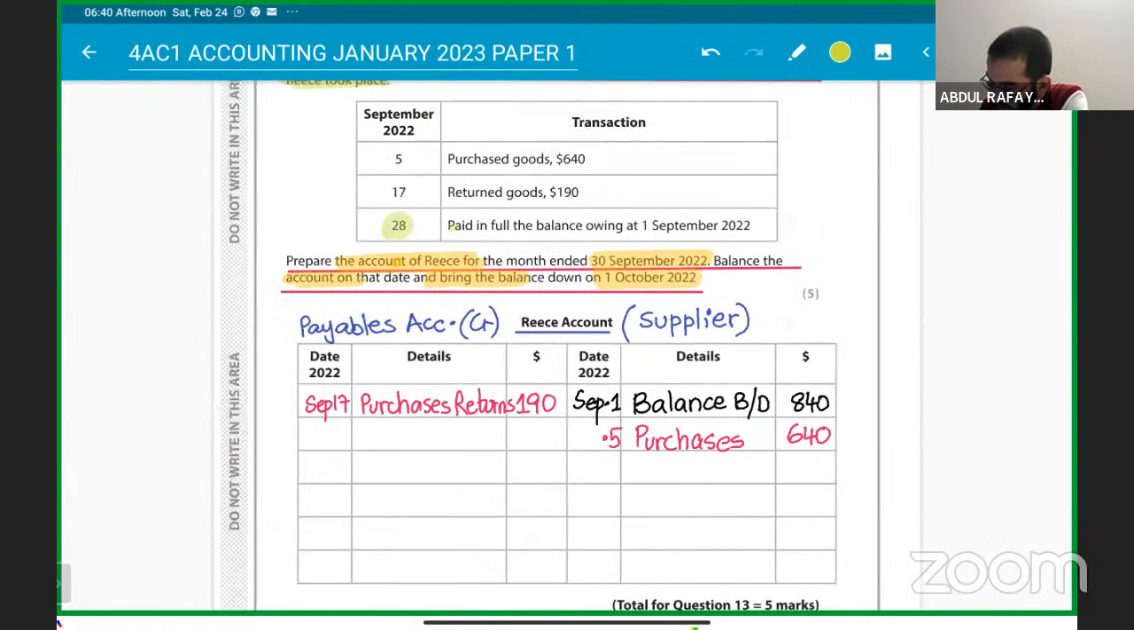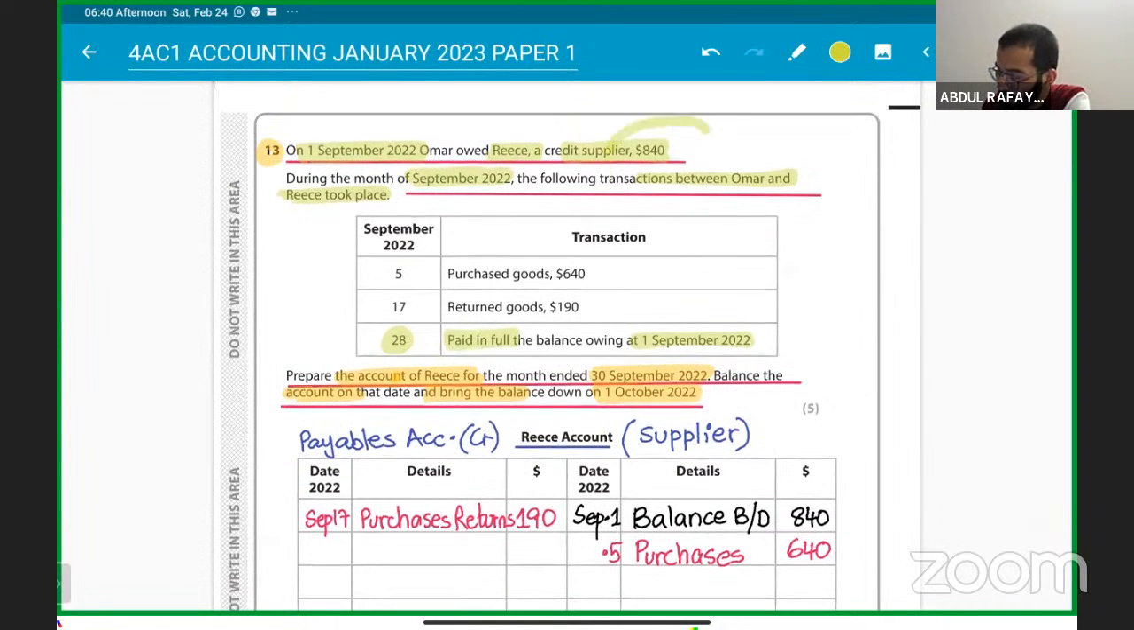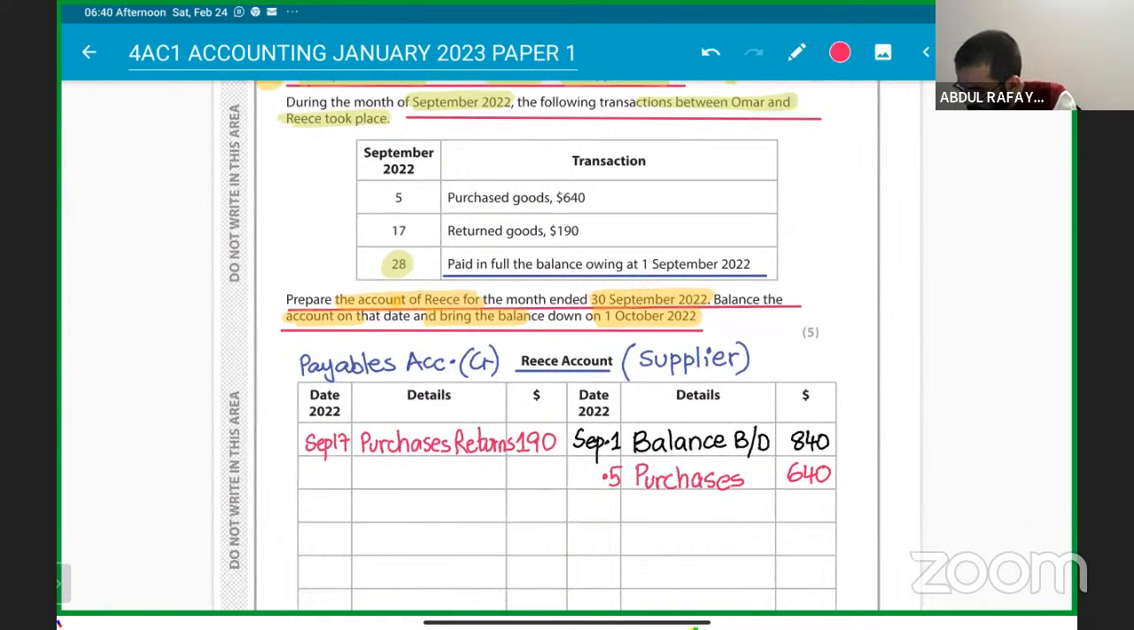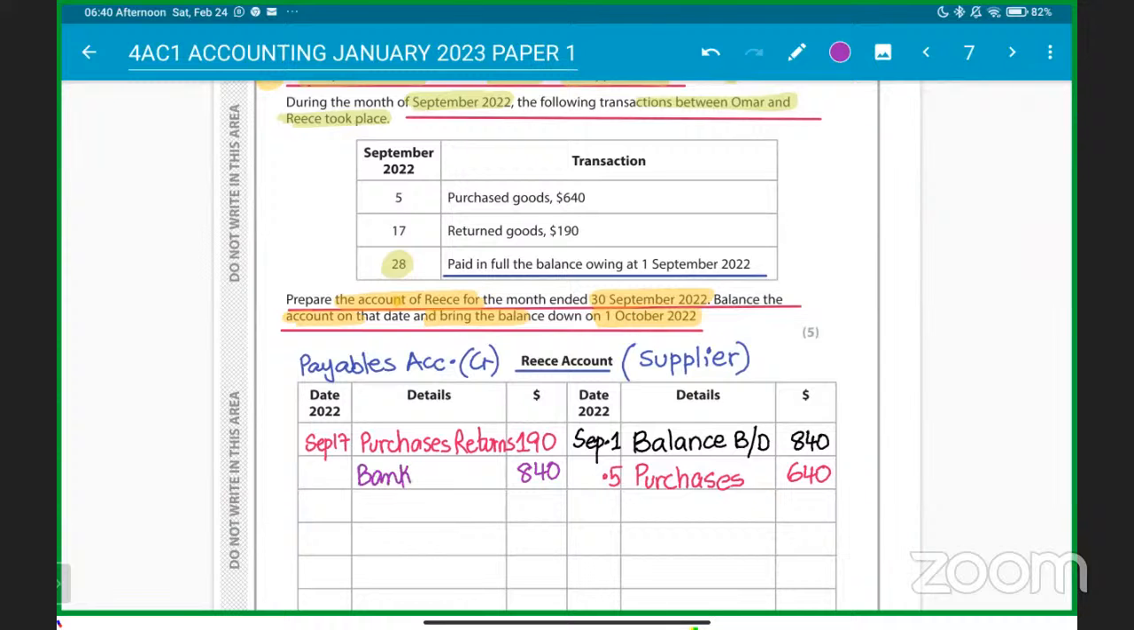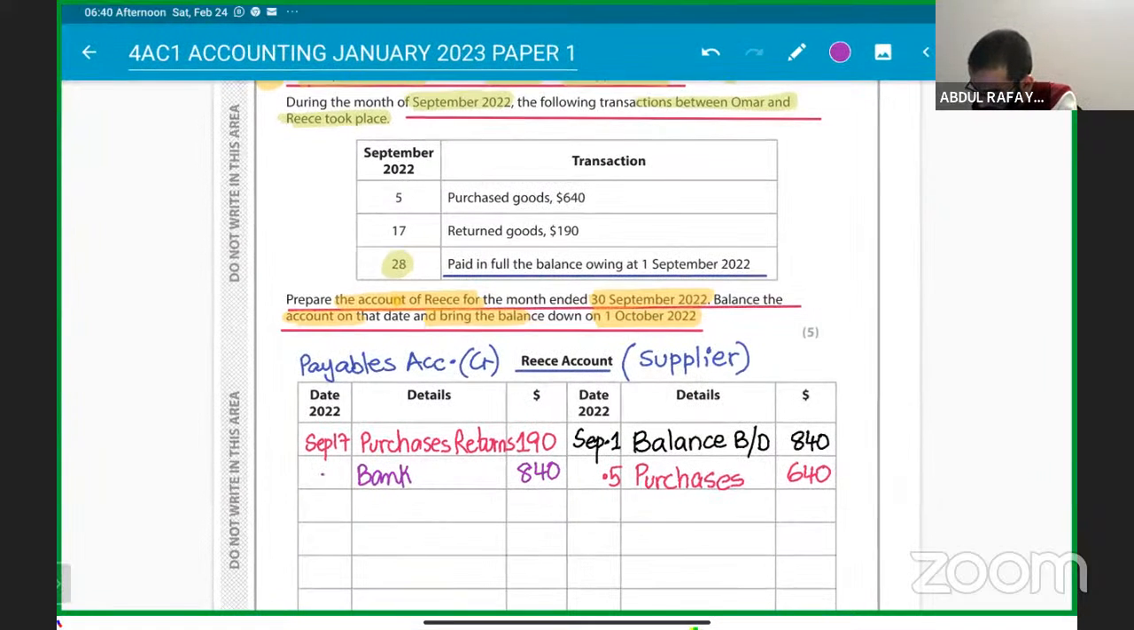Then on 28th September, he paid in full the balance owing at 1st September. So the balance owing at 1st September was $840. So we have paid him the full balance at 1st September of $840. When we are making the payment, our bank will become credit and the supplier's account will become debit. So here we go. It will be $840, we are paying through the bank account, okay? Through bank, cash book or bank you can write down. That is it. This is on September 28th.